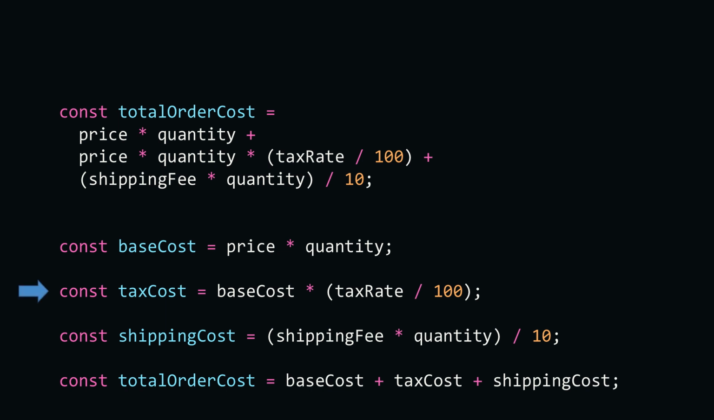Note here that since tax costs calculation is based on base cost, we use the base cost variable, thus not repeating ourselves by calculating it again. And by not repeating ourselves, we reduce the chances of typing errors. And again, much easier to read, understand, and debug.